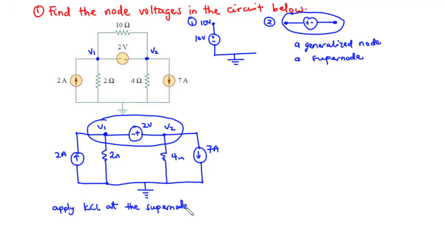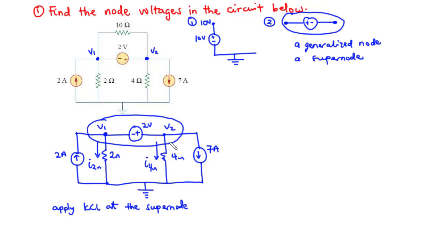So applying KCL at the supernode, we have this current moving towards the node. We have current leaving the node. So we know current is supposed to move from a higher potential to a lower potential, and the reference node has a zero potential, so current is going to move this way. We also have current leaving this way. So this current is called I 2 ohms, and this is called I 4 ohms.